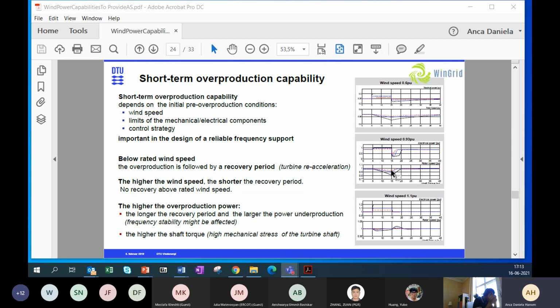It depends on how you implement your control. We of course have a limit on how low the rotational speed can go, because otherwise the turbine will stall. So this should be implemented in your control. I'm saying this from the wind turbine's perspective, to protect the wind turbine.